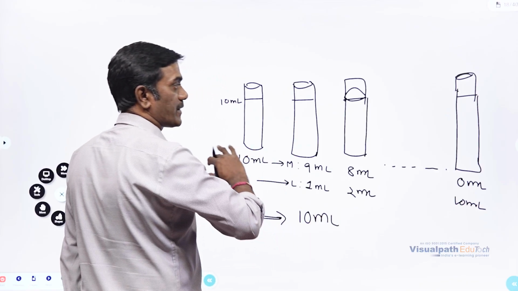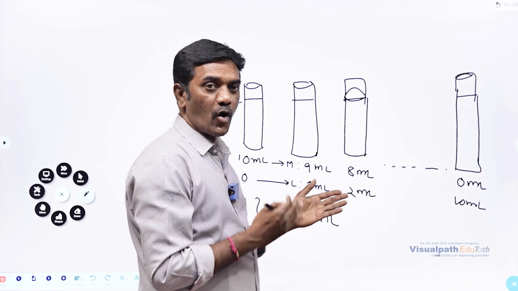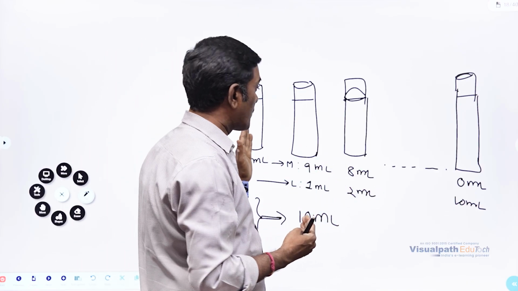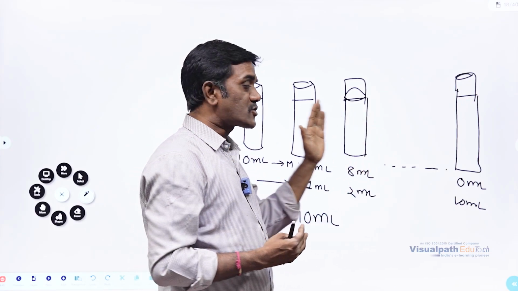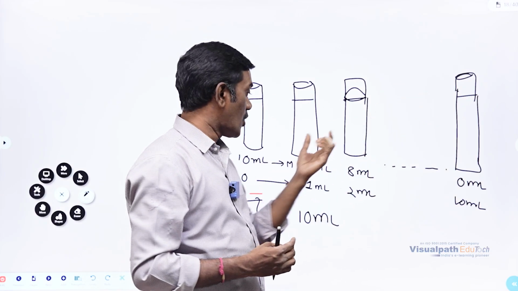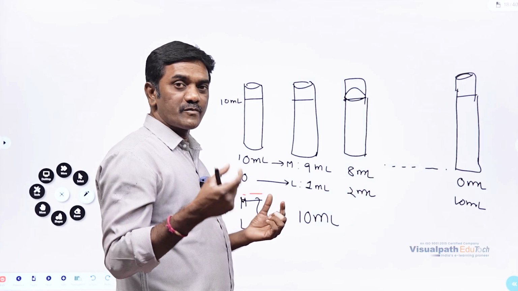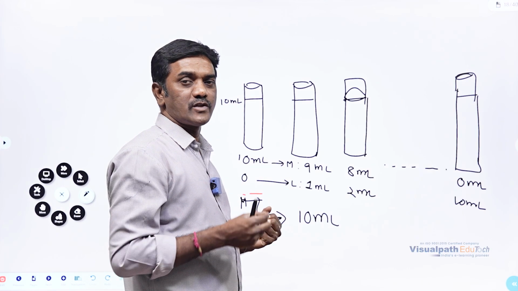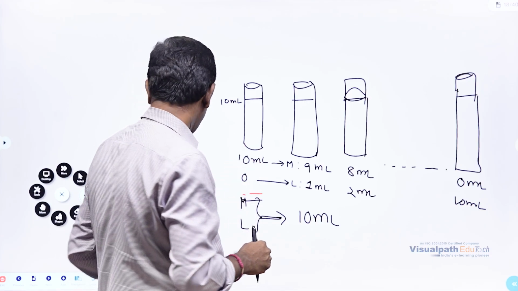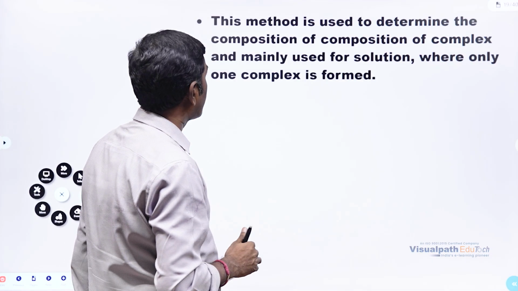So like this, we will prepare different solutions and we will see how the absorbance varies from solution to solution. Based on the variation of absorbance, we will draw a graph. From there we will get the n value, that is x maximum by 1 minus x maximum. So look at this particular one.